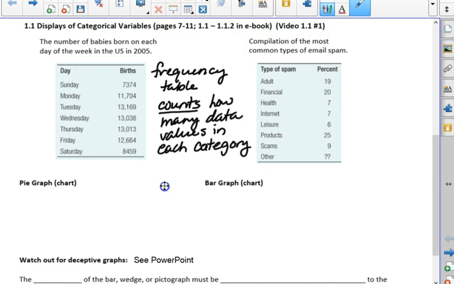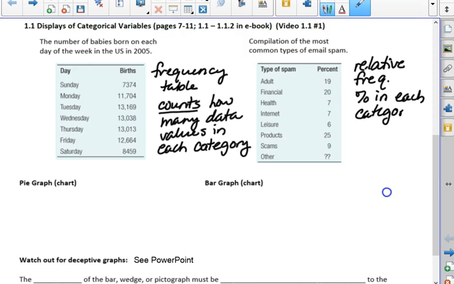Now the other table is called a relative frequency table, and I'm just going to abbreviate this as relative frequency. So here the variable is type of spam. Here are the different values this variable can take on, which are the different types of spam. And here are the percents of data that are in each category. So this is the percent in each category.